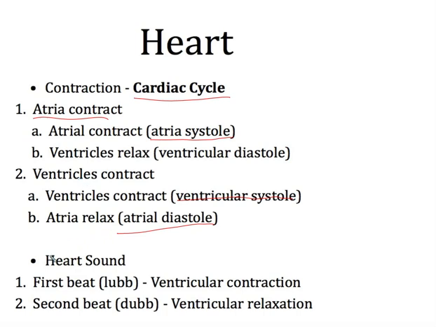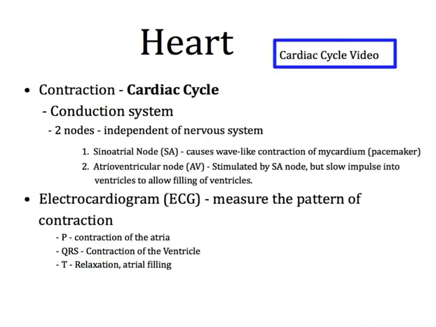Okay? And then your heart sound, if you've ever heard a heartbeat, which we're going to listen to in class, has a lub-dub. Those are the words used to describe a heartbeat. Lub is the first beat. This is when your ventricles contract, and the dub portion is when your ventricles relax. Because these are relaxing, your atria are then contracting. Okay? But this is your heartbeat, lub-dub.